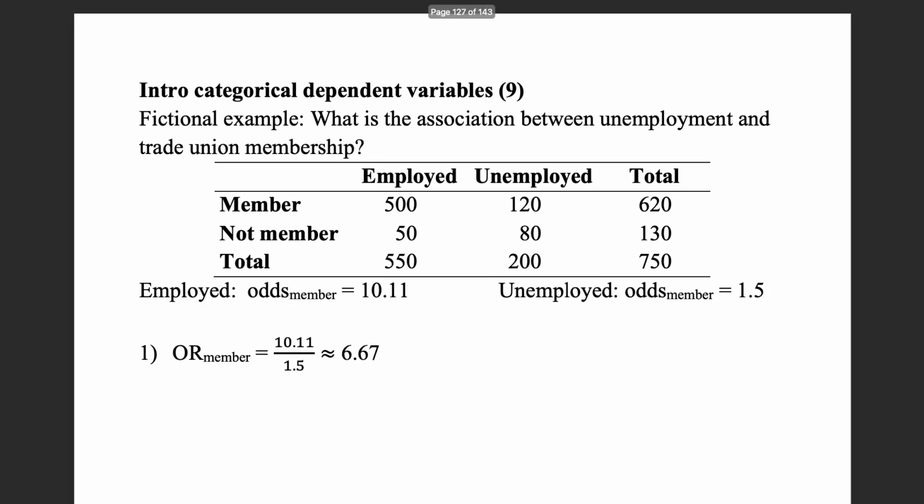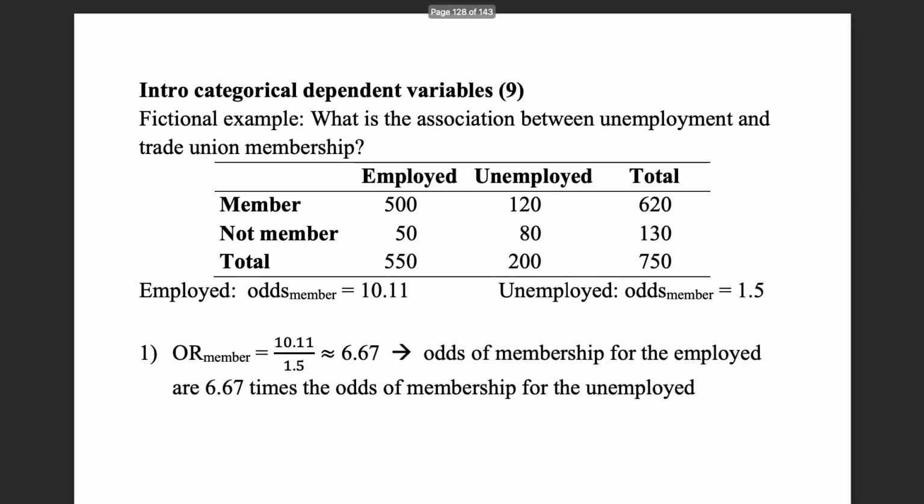If we say 10.11 divided by 1.5, that's one odds ratio that we can calculate. Literally it's the ratio of two odds: the odds of membership for the employed persons divided by the odds of membership for the people that are unemployed. So that's 10.11 divided by 1.5, which works out to roughly 6.67. What does it mean? It means that the odds of membership for the employed are 6.6 times the odds of membership for the unemployed.